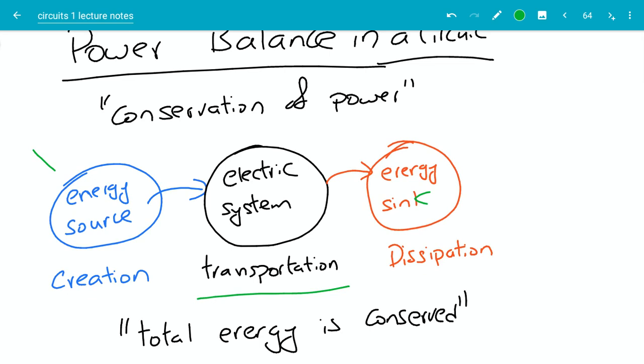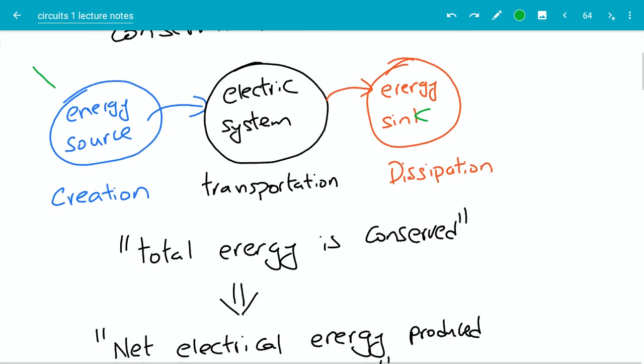Okay. So now, when we talk about transportation of energy, this energy is being transported in the form of flowing charges, right? And when the energy is created, the charges are going from low potential to high potential. And when the energy is dissipated, the charges are going from high potential to low potential. So, in general, we know from physics that the total energy is conserved, right? So, what this means is, given any system, the total energy created should be equal to the total energy dissipated, all right? So, in any closed system.